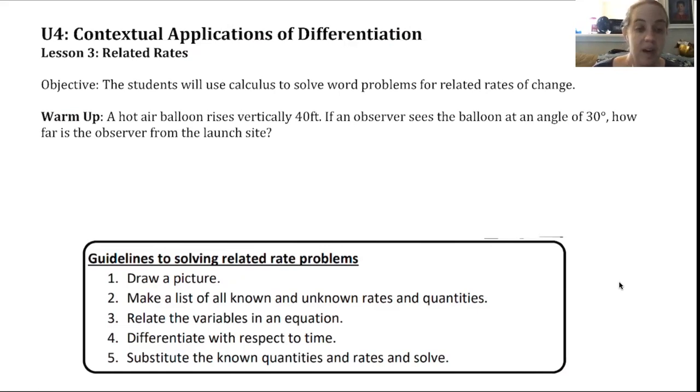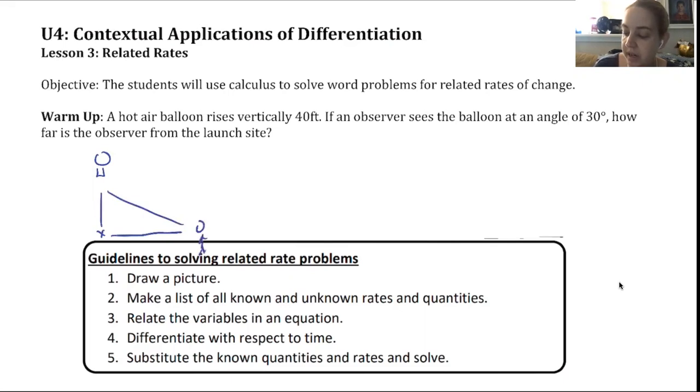For a warm-up, a hot air balloon rises vertically 40 feet. If an observer sees the balloon at an angle of 30 degrees, how far is the observer from the launch site? So think back to geometry. You might want to draw yourself a picture. So here's my hot air balloon. Here's my launch site. Here's my observer.